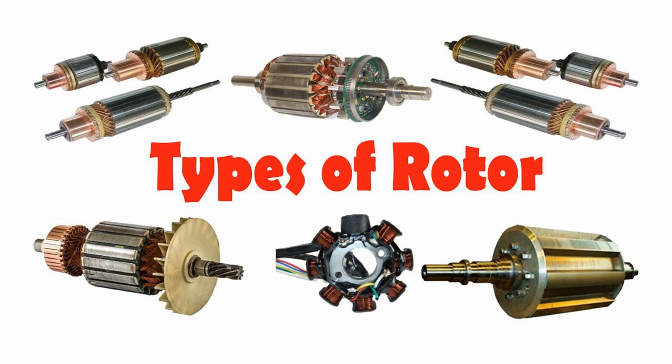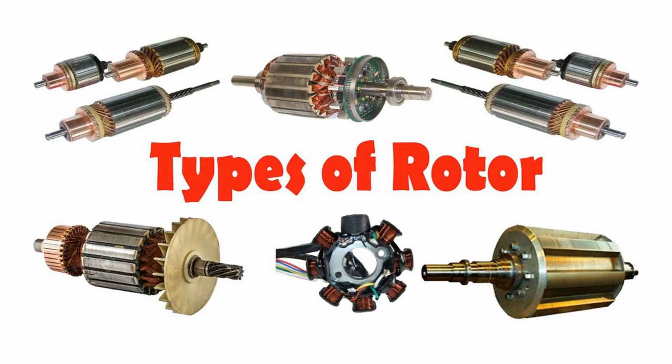The rotor of an alternator is a critical component responsible for generating the magnetic field necessary for the generation of electricity through electromagnetic induction. It is typically a cylindrical or disc-shaped piece located within the alternator housing. The rotor can be of two main types.